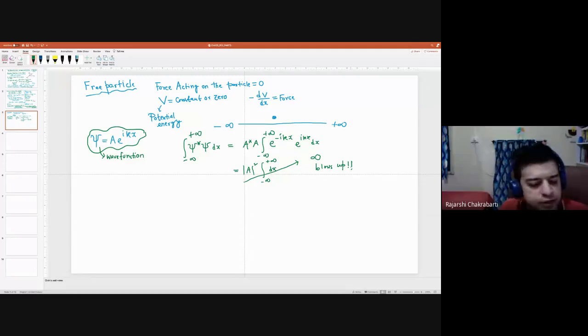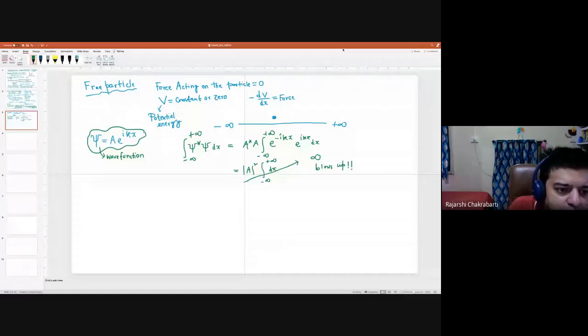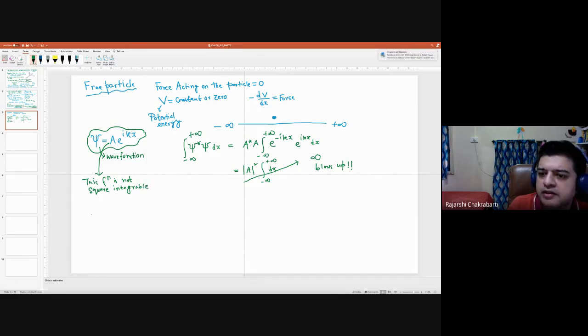Because I have made it full screen, so I cannot see your chat. So maybe someone can tell. Yes, sir. So then this function is not square integrable. Okay, this function is not square integrable.